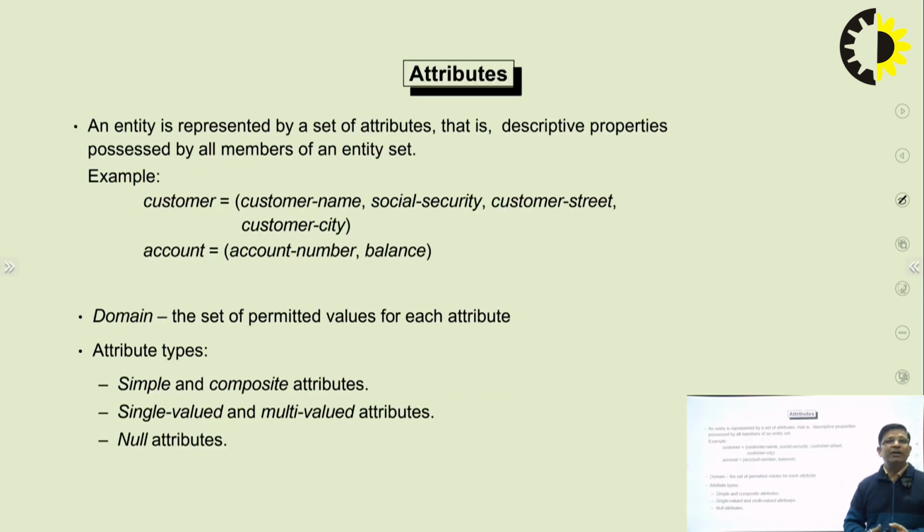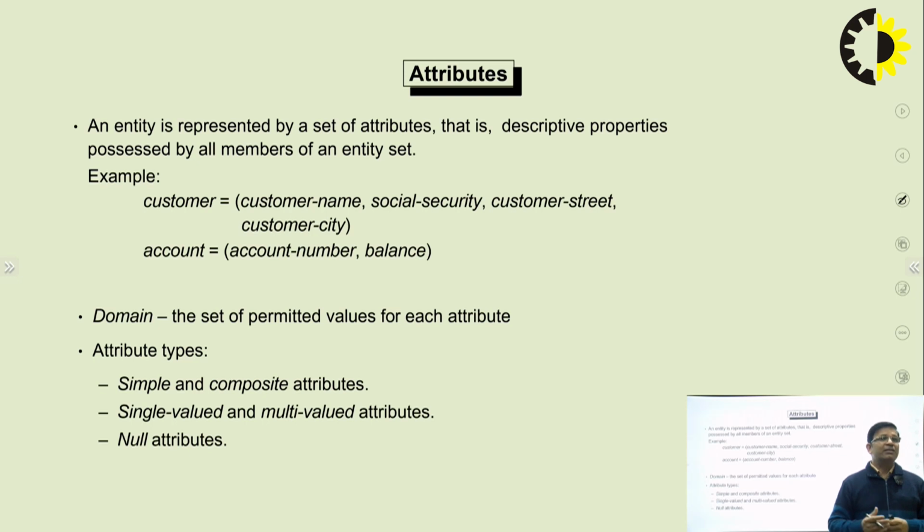What is an attribute? Attributes are the properties of the entity. An entity is a customer. A customer has properties like customer name, social security, customer street, customer address, customer city, account number, balance, and transaction. These are the attributes.